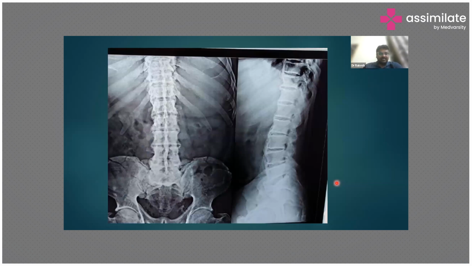Now comment on this X-ray using your ABCD approach.